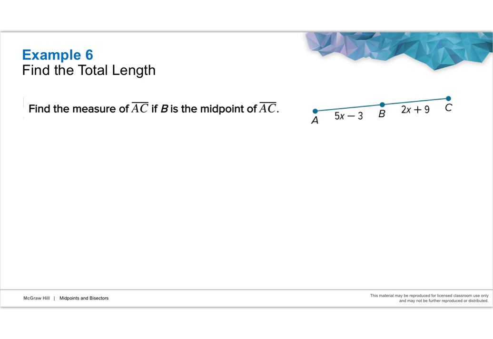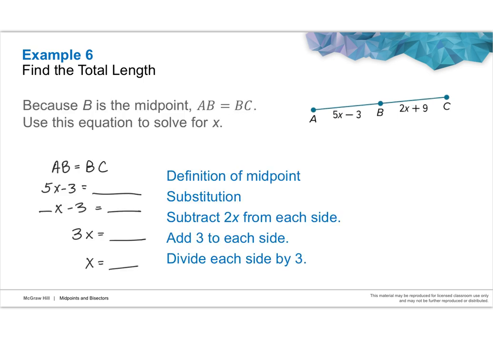I also want to remind you about a little bit of notation that we talked about on a diagram. Remember congruent segments, which is what a midpoint divides the segment into, we can use those tick marks to show that their measures should be the same. So in this case, the definition of midpoint tells us that AB is equal to BC, as we notated on the last slide. The substitution of each one of those expressions for the lengths means that 5x minus 3 is going to get set equal to the other segment length, 2x plus 9.